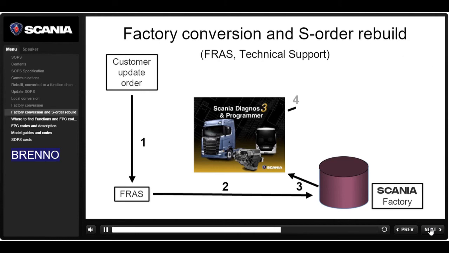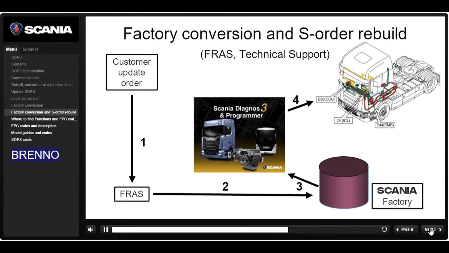3 to 4. The new SOPS file can be installed in the vehicle via SDP3, either from a file in FRAS or via SDP3 and conversion, online, default option. 5 to 6. The new SOPS file is transferred from the vehicle to the factory database, resulting in updates in SP2 and Multi. This requires an internet connection to the Scania network.